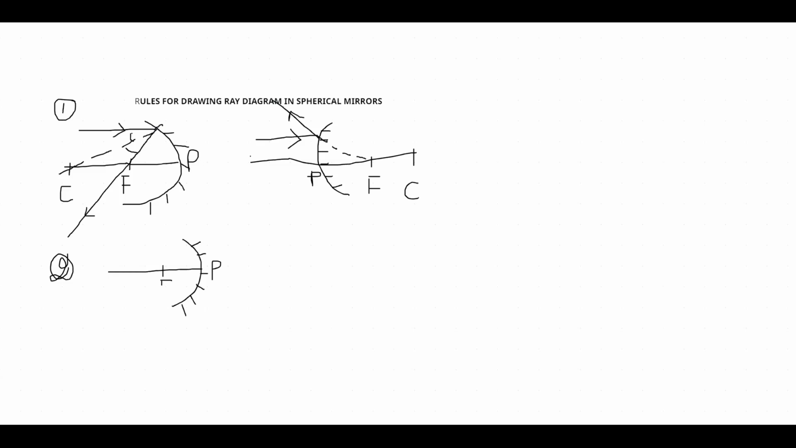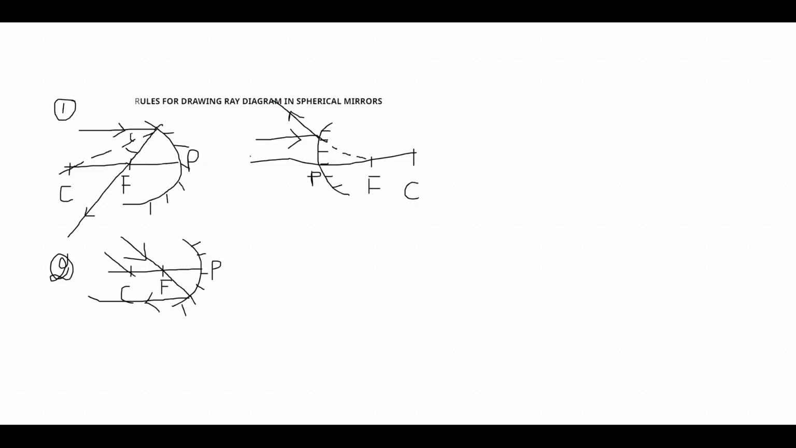So if the ray of light is passing through the focus, then what will happen? It will strike the mirror like this, and then it will pass parallel to the principal axis like this. So this is the rule: if a ray of light is passing through the focus, then it will be parallel to the principal axis. And again, we will draw a normal through the center of curvature with the help of a dotted line.